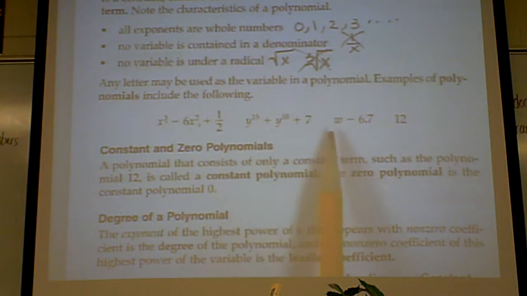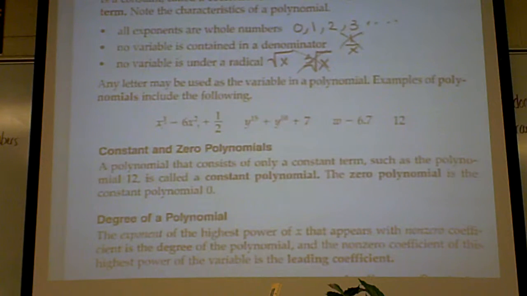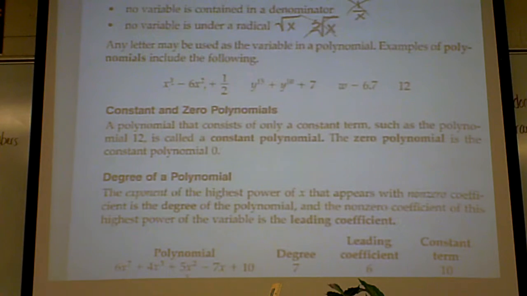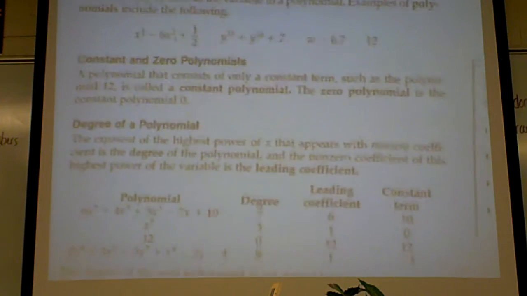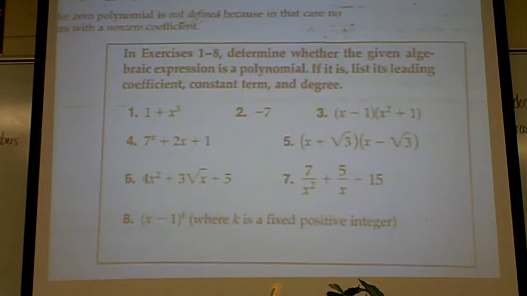Are the other ones good examples? Yeah, we don't see anything wrong with it, right? Okay. So let's do some examples. Determine whether the given algebraic expression is a polynomial. If it is, list its leading coefficient, constant term, and degree.